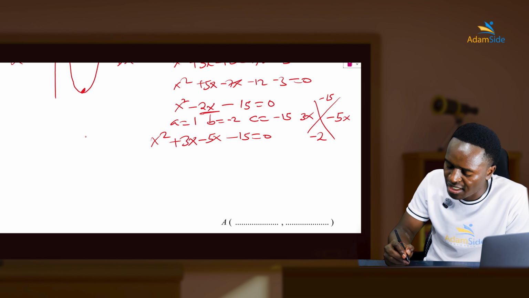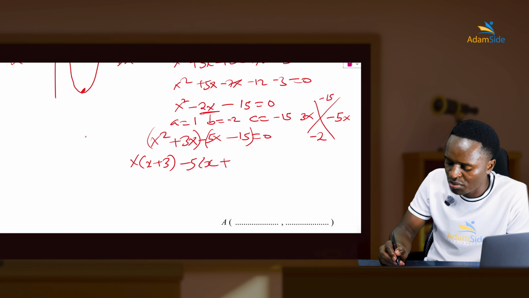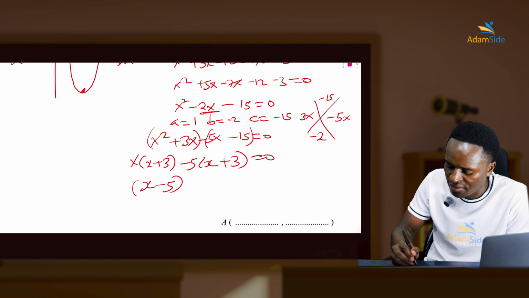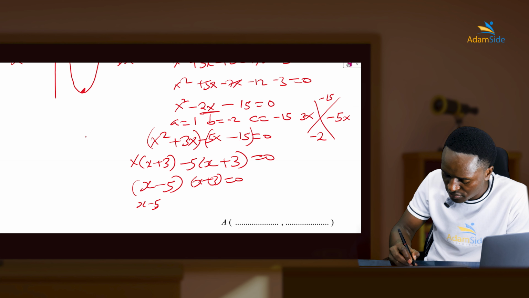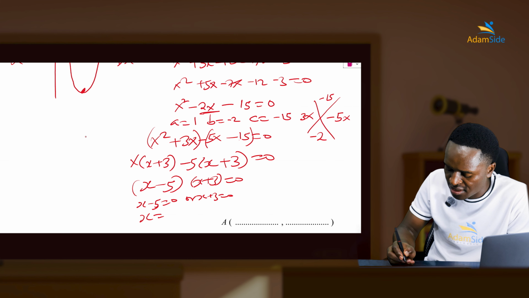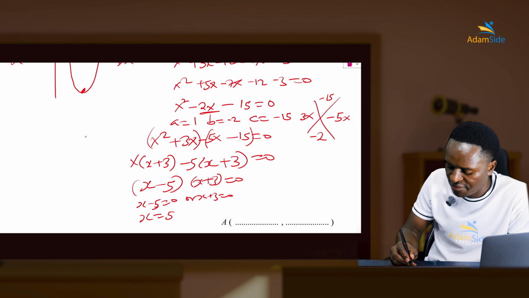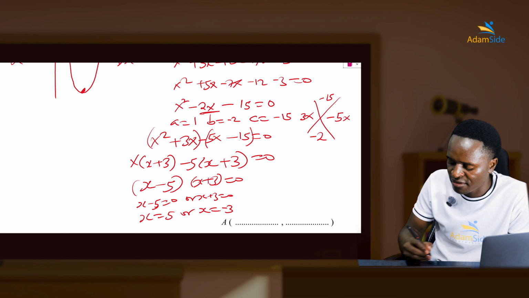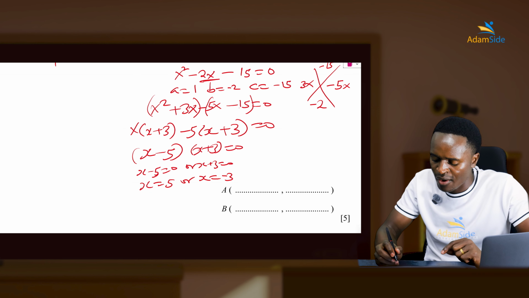Then factorize, introduce brackets. So x into x plus 3, minus 5 into x plus 3, is equal to 0. Then x minus 5 and x plus 3 is equal to 0. Using the null factor law, x minus 5 is equal to 0, or x plus 3 is equal to 0. Therefore, x is equal to 5, or x is equal to negative 3.